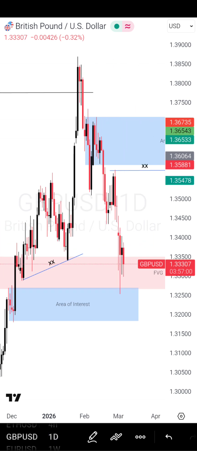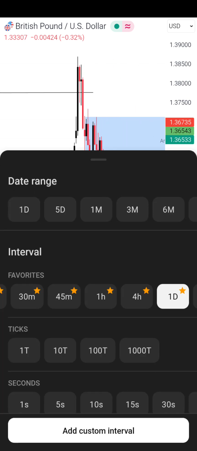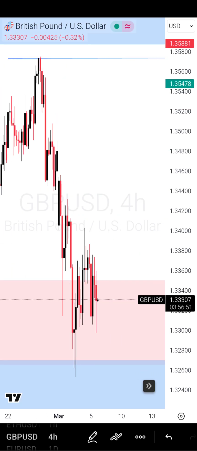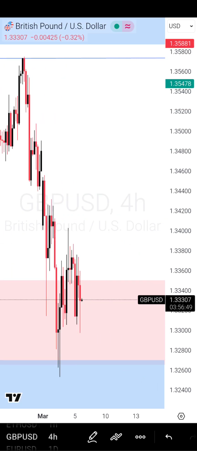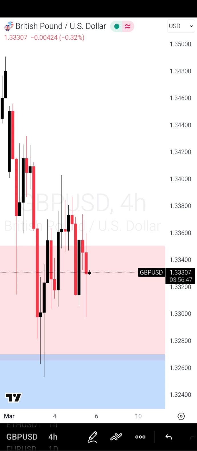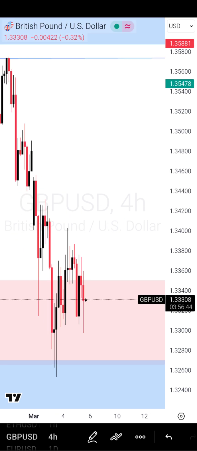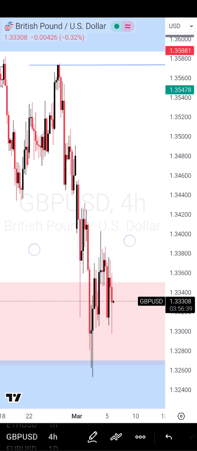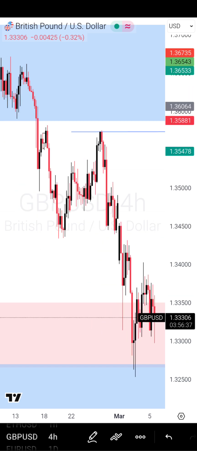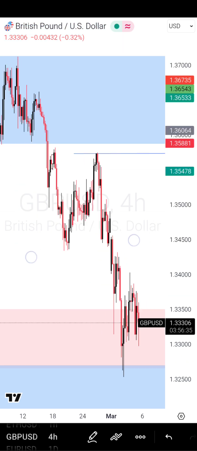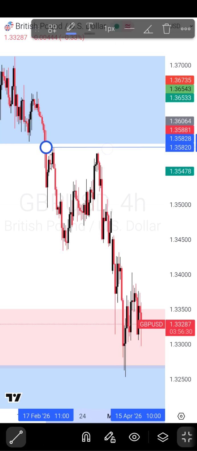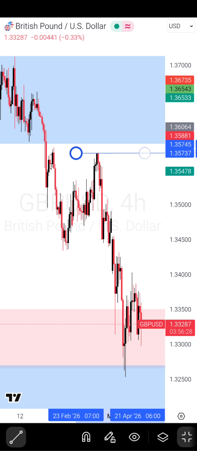Okay, so going forward on the 4-hour time frame, we can see that we had multiple rejections from both the FVG and our area of interest. The 4-hour time frame is not that clear for me. But another thing I can see from the 4-hour time frame is this area we have mapped as our liquidity.